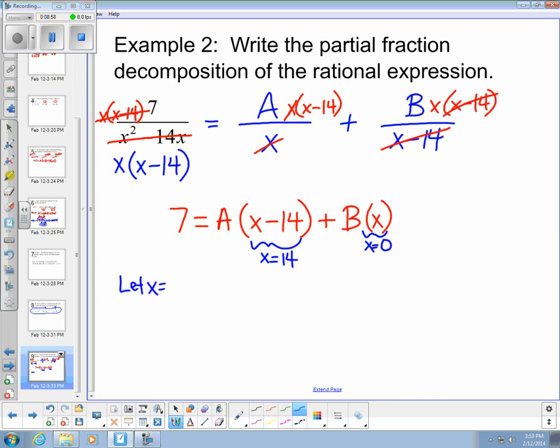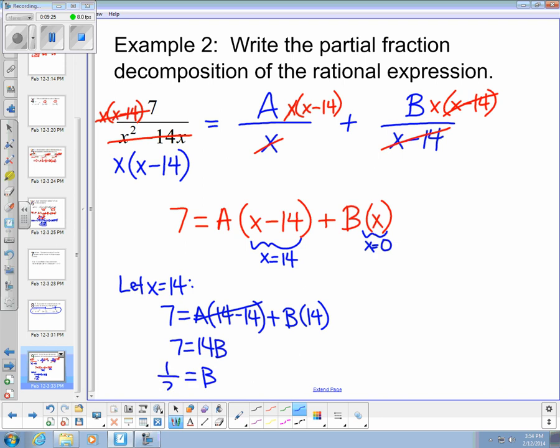So I'm going to substitute these in one at a time. So if I let x equal 14, I'm going to substitute 14 everywhere there's an x. So I have 7 equals a times 14 minus 14 plus b times 14. Okay, 14 minus 14 times a cancels out. So now I have 7 equals 14b. And if I divide both sides by 14, I come out with b equals 1/2. 7 over 14 reduces.